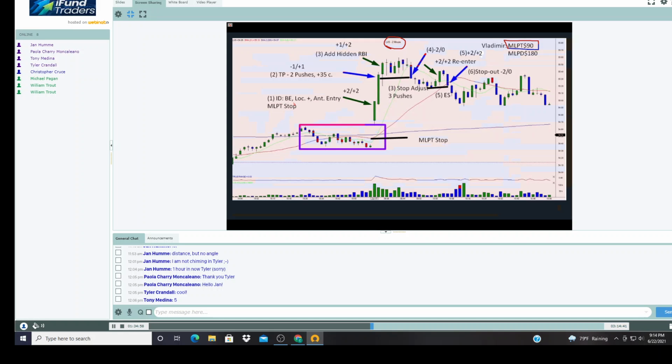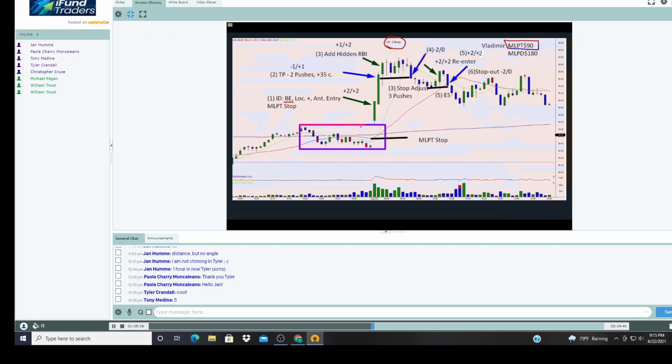So step number one, he identifies a bull elephant bar here. There it is. Beautiful bull elephant bar. Look, this bar is at least twice as big as all those bars here in the congestion zone. That is a bull elephant bar. Yeah, awesome job, Vladimir. Very good.